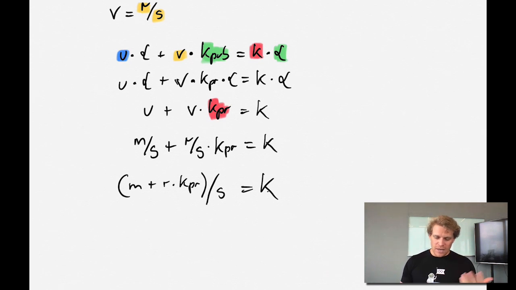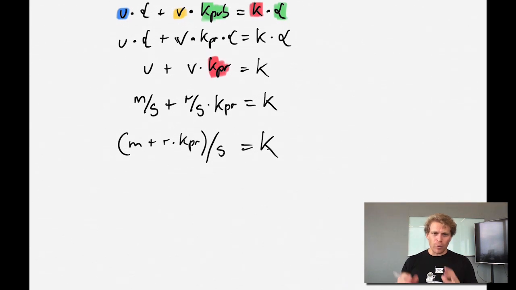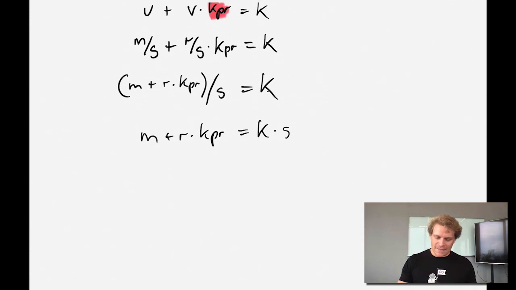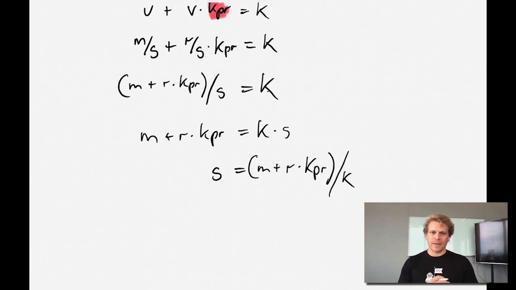So let's reformulate all that. We get S. So we do M plus R times K private equals K times S. So we just bring the S to the other side. Now let's divide the entire thing by K. And then we have S equals M plus R times the private key over the ephemeral key K. And so it's very, very straightforward.